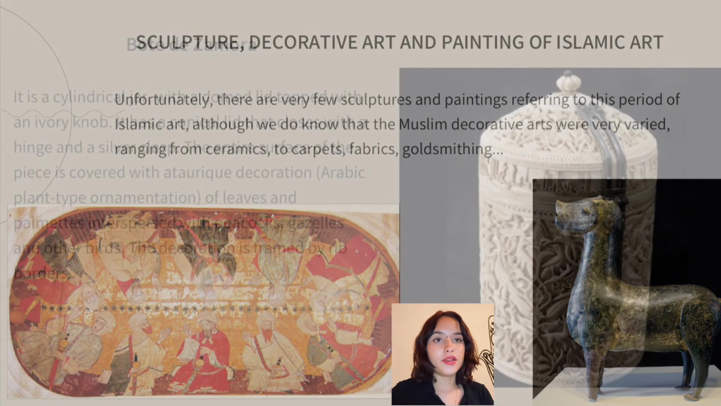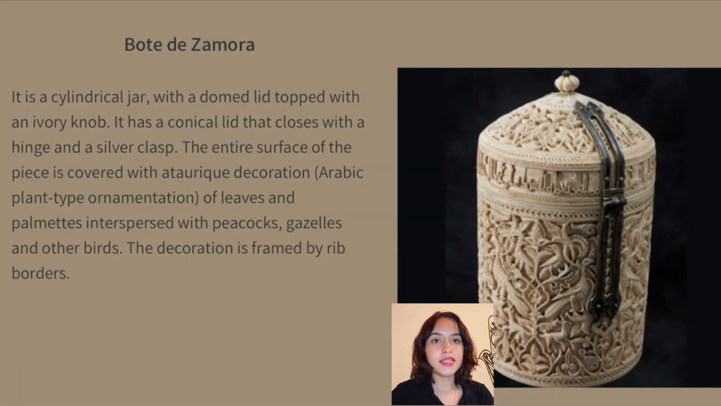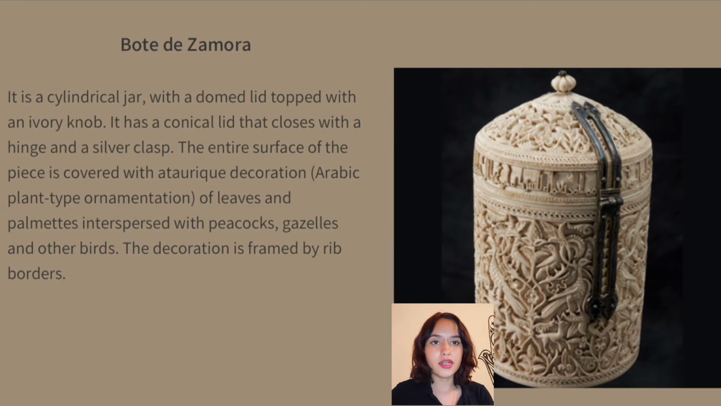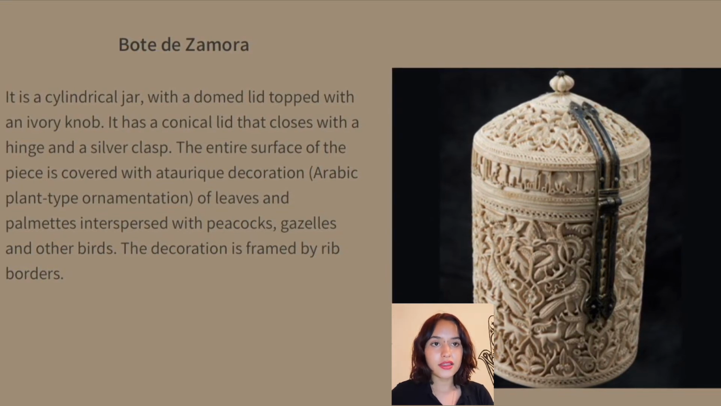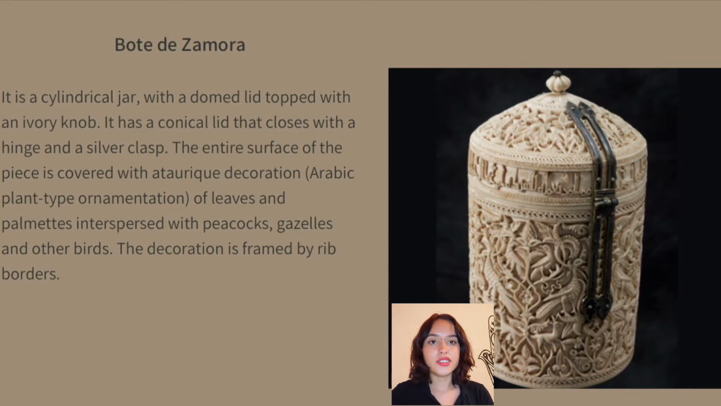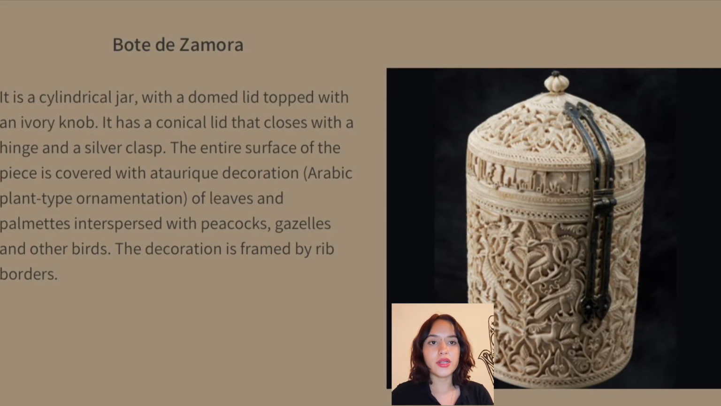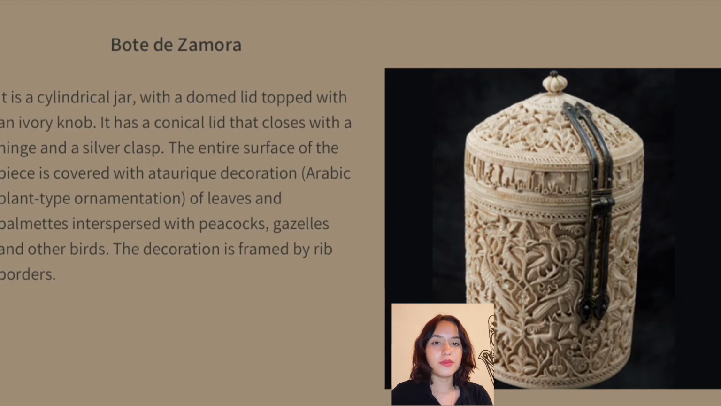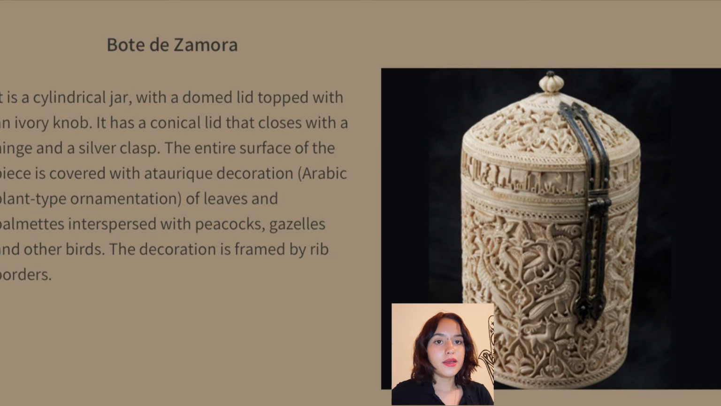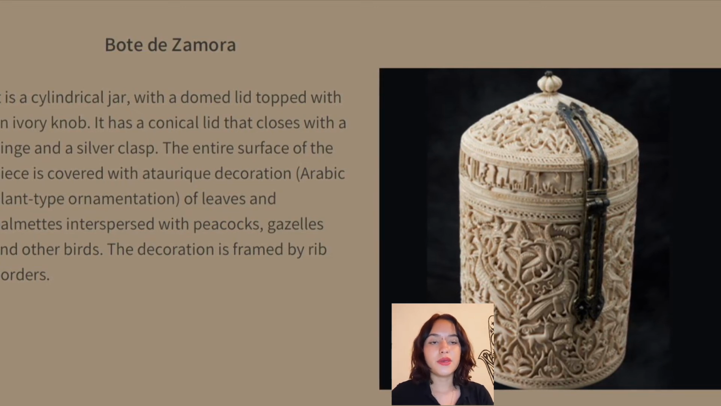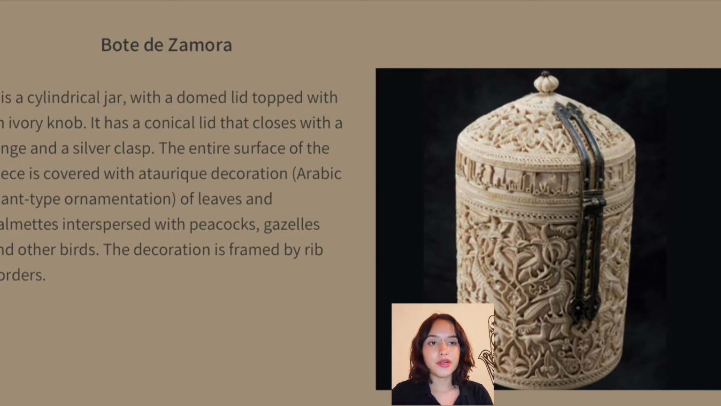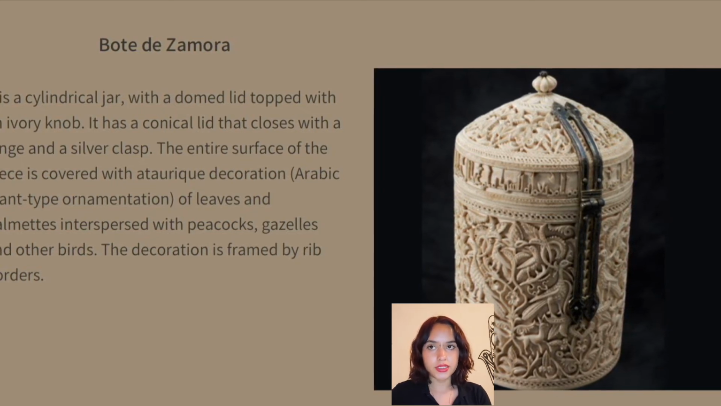Here we have the Bote de Zamora. It is a cylindrical jar with a domed lid topped with an ivory knob. It has a conical lid that closes with a hinge and a silver clasp. The entire surface of the piece is covered with atauriques, an Arabic plant-type ornamentation of leaves and palmettes intersected with peacocks, gazelles, and other birds. The decoration is framed by a wreath with borders.